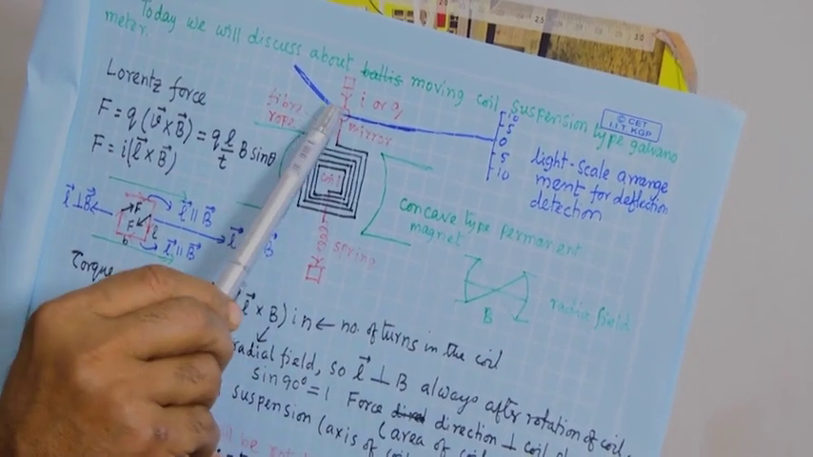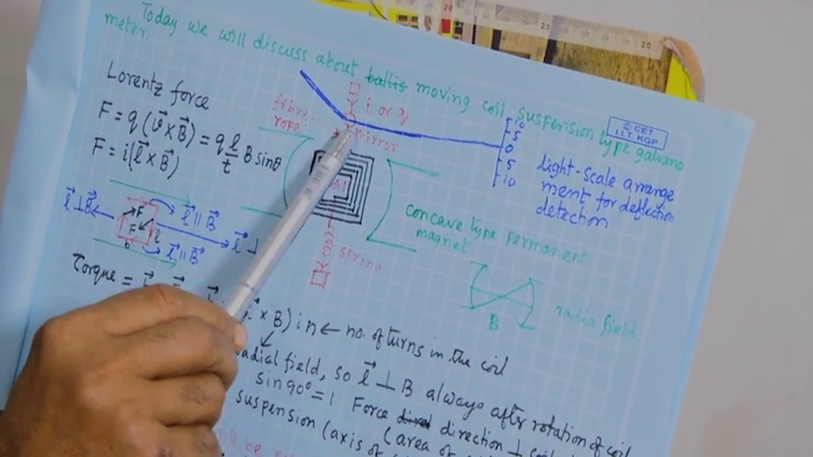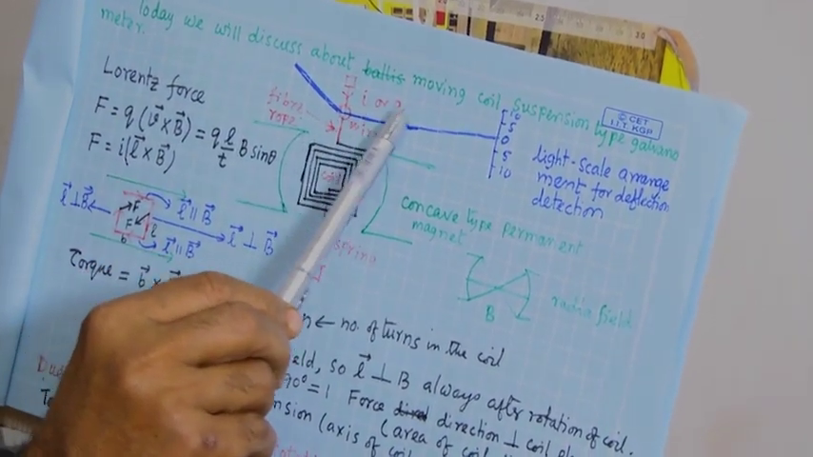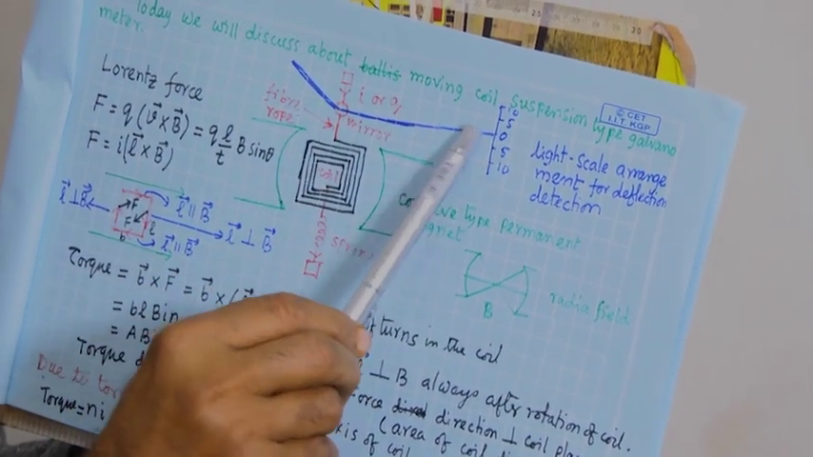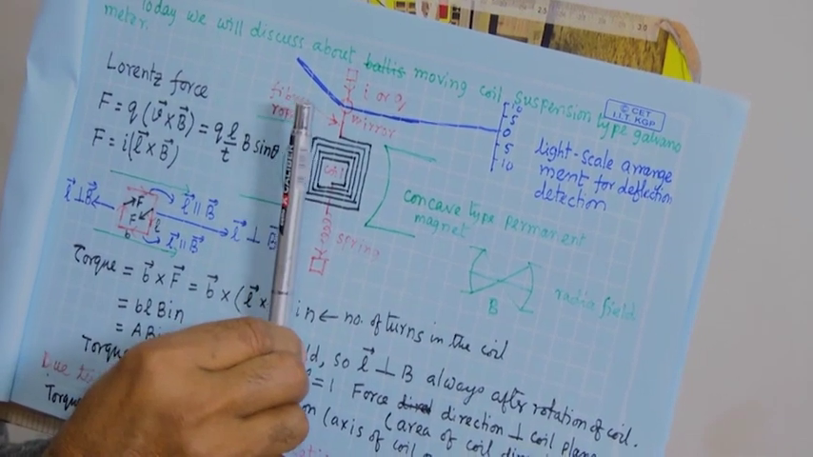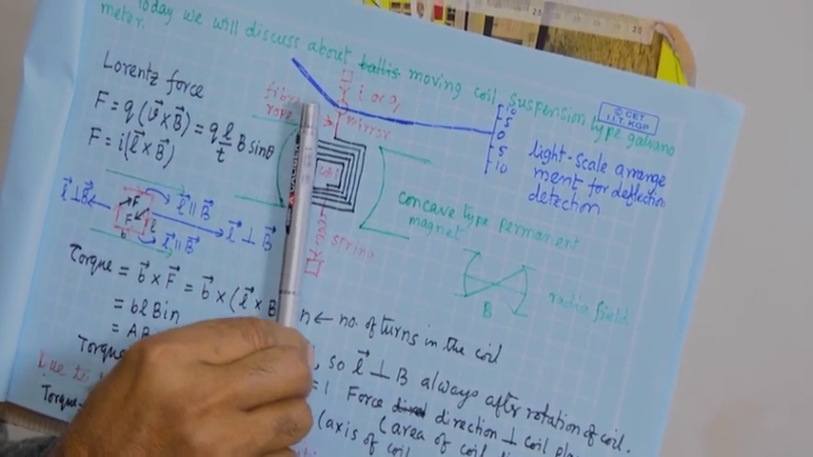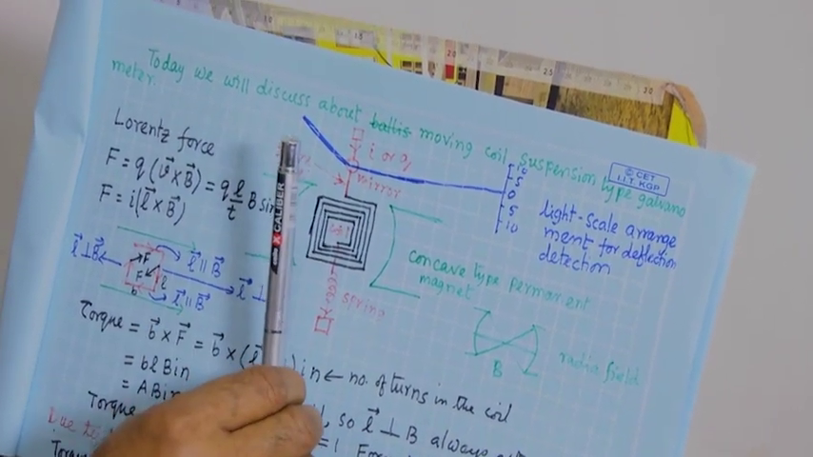One mirror is attached on the rope, and if light falls on this mirror, then this is the incident light and this is the reflected light from the mirror. Now when this coil rotates, the mirror also rotates with the same angle.